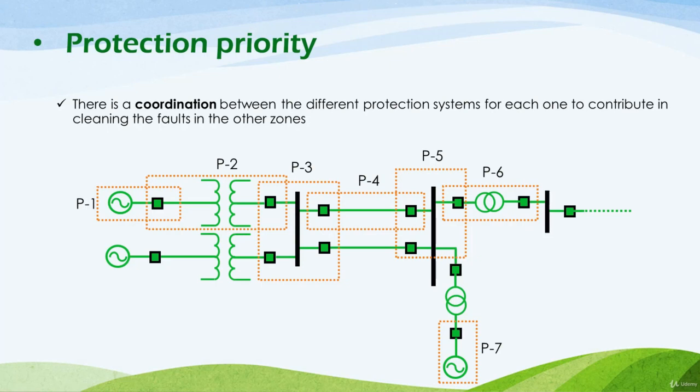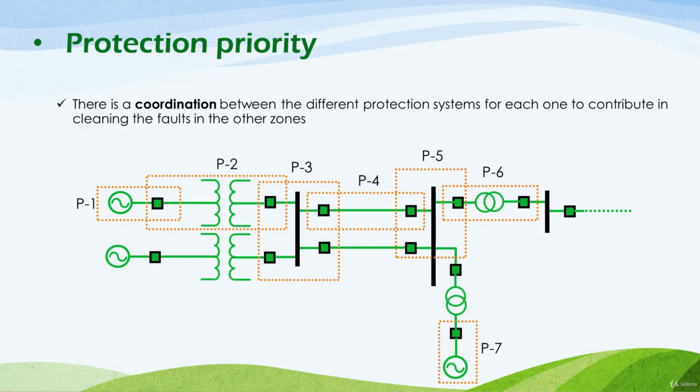And another example: if we have a fault that occurs in the zone P7, there must be a secondary protection to protect it which lies outside the zone of protection. So we can use this protection system, which lies in this zone, P5, to break the circuit here.